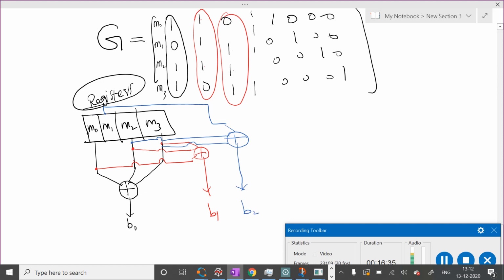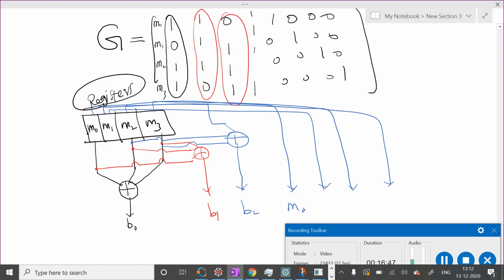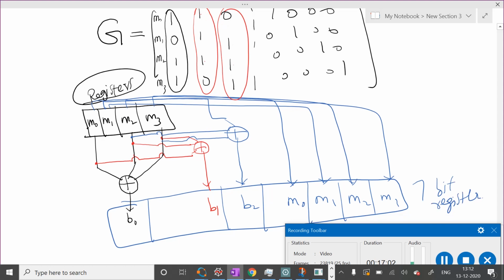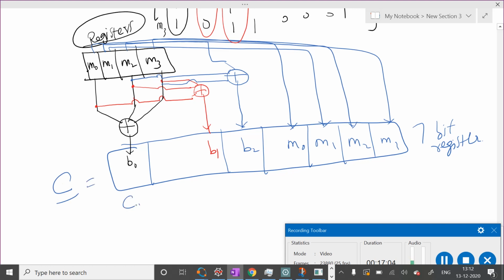And the rest of the bits you have to take directly. So that is M0, M1, M2, M3, and this again you have to put a register here, a 7-bit register. And this is your code word: C0, C1, C2, C3, C4, C5, C6.